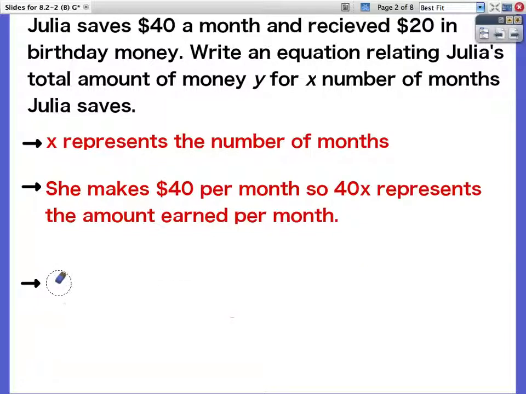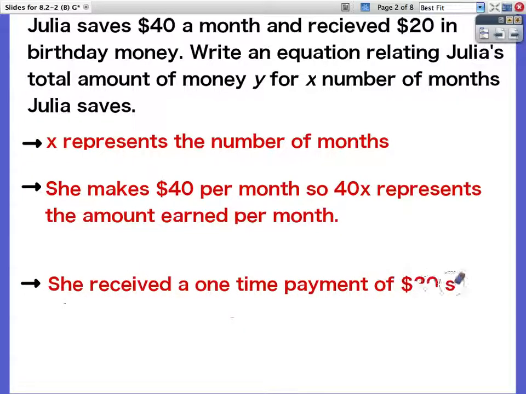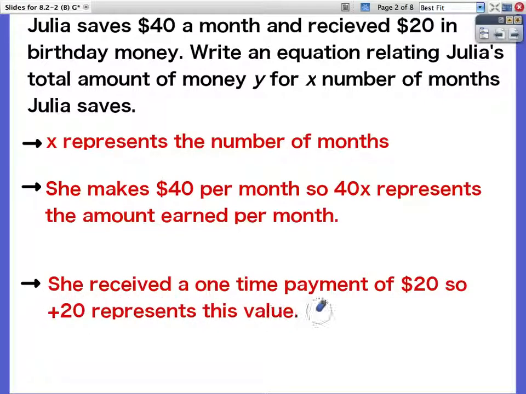But there's one more factor we haven't considered. She received a one-time payment of $20. So plus 20 represents this value. So we've got two different components. We've got a monthly saving and we've got a one-time input of $20. So this is how we might put it all together.